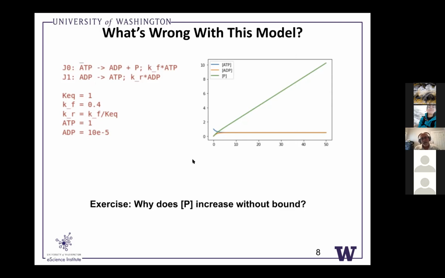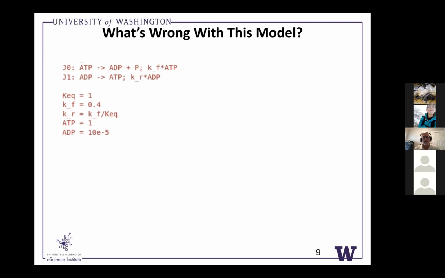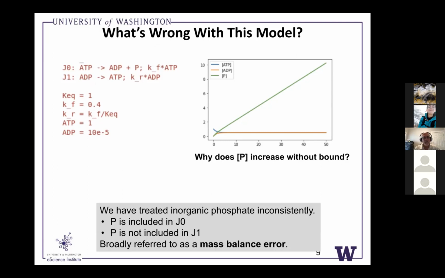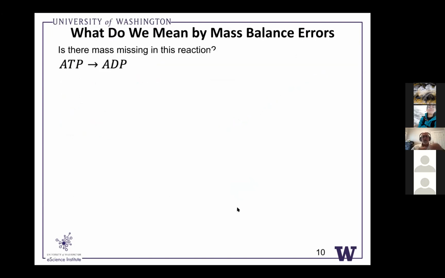So that's the reason why it increases without bounds. And so, exactly the error that was exposed in that discussion. So let's go through some analysis of what is mass balance. Now, clearly, mass balance seems like a very reasonable requirement for any model. And what we just saw there was clearly an issue.